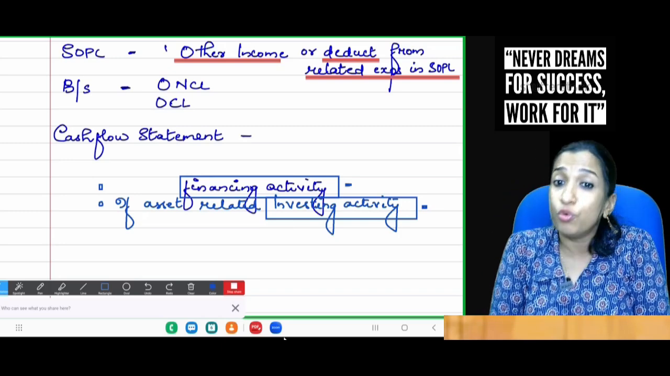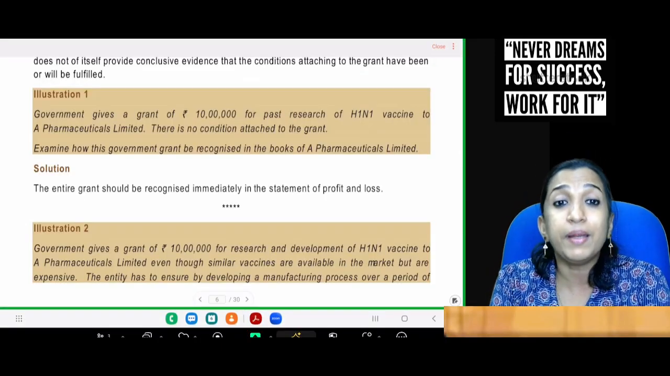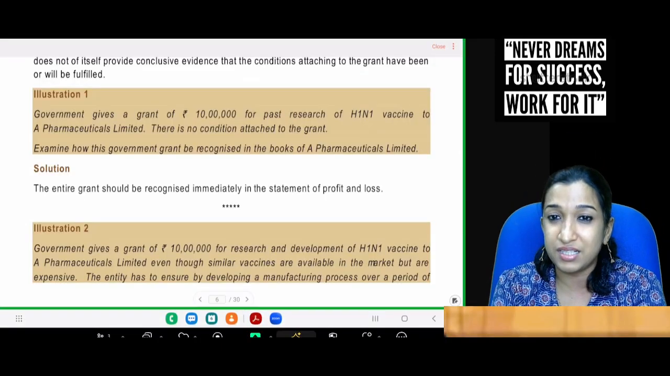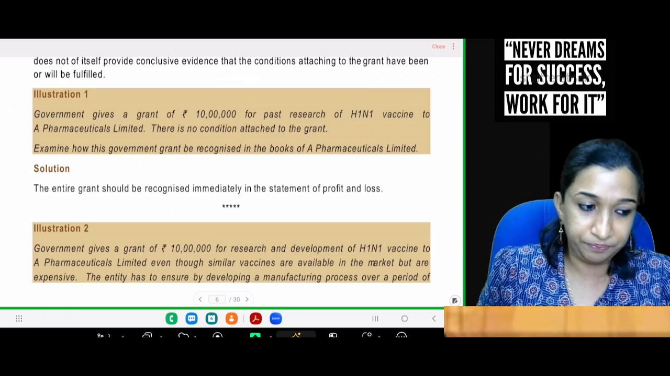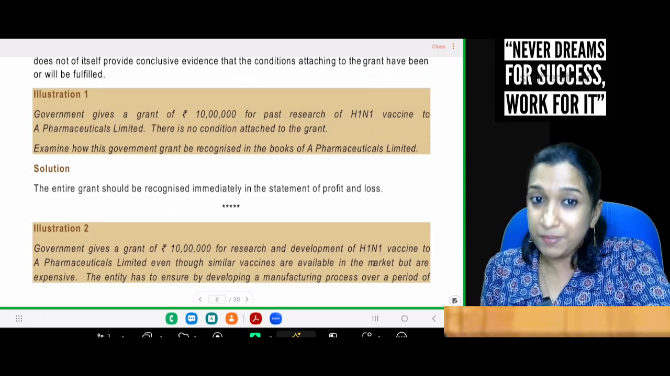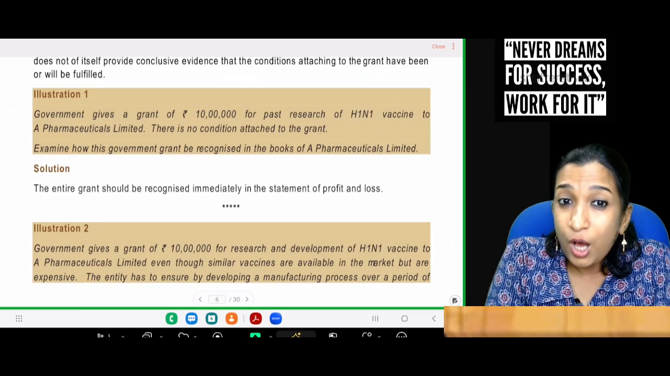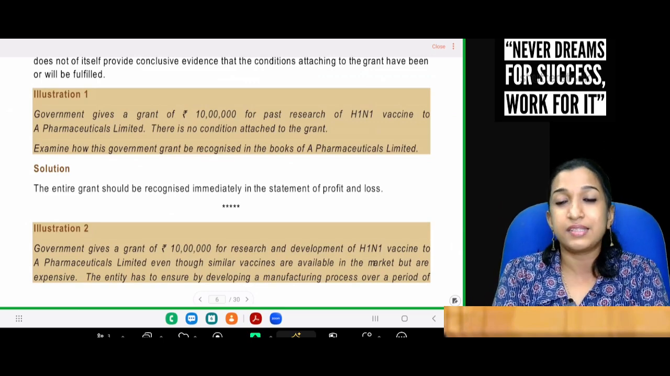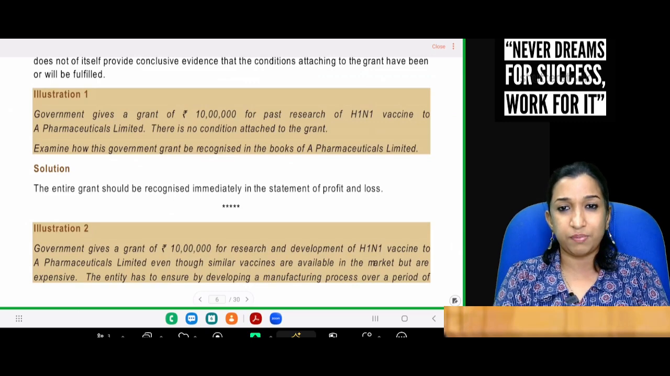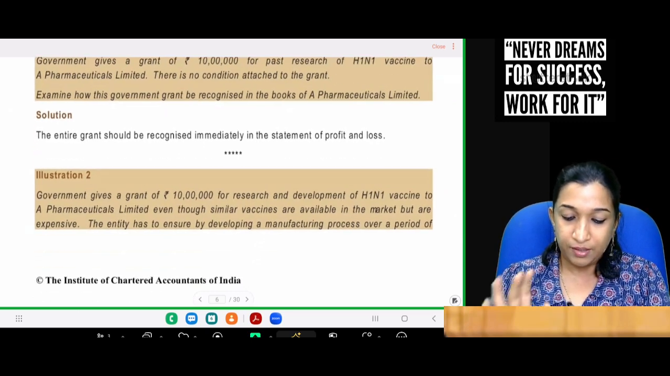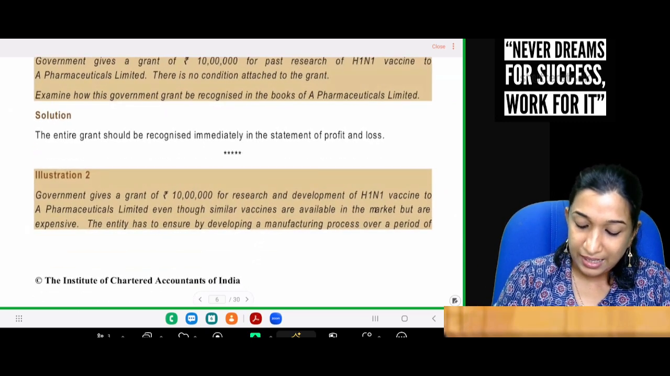So let's quickly move on to the questions. Government gives a grant of 10 lakhs for past research of H1N1 vaccine to A Pharmaceuticals Limited. Examine how this government grant be recognized in the books of A Pharmaceuticals Limited. Immediately credited to statement of P&L. Correct.